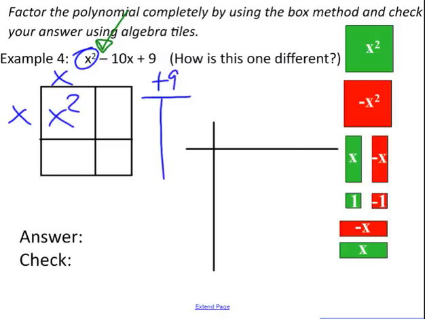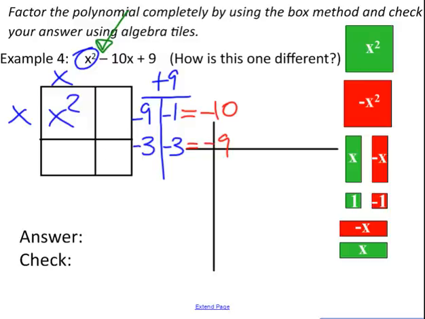Well, we know that we could have a 9 times a 1, right? Well, if they're going to add up and make a negative, they're both going to need to be negative. 3 and a 3, in order to multiply to make positive, are going to have to both be negative. Well, both of them multiply to make the 9, but only one pair is going to add up to make the negative 10.